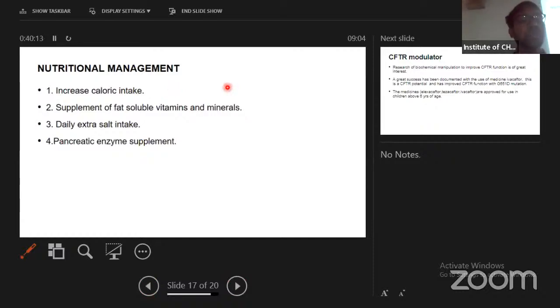In nutritional management, we can increase the calorie intake of the patient, and supplements of fat soluble vitamins and minerals are given. The daily extra salt intake is mandatory for the patient. The pancreatic enzyme supplement is also given. Do they need more doses of vitamins? That's all the vitamins.